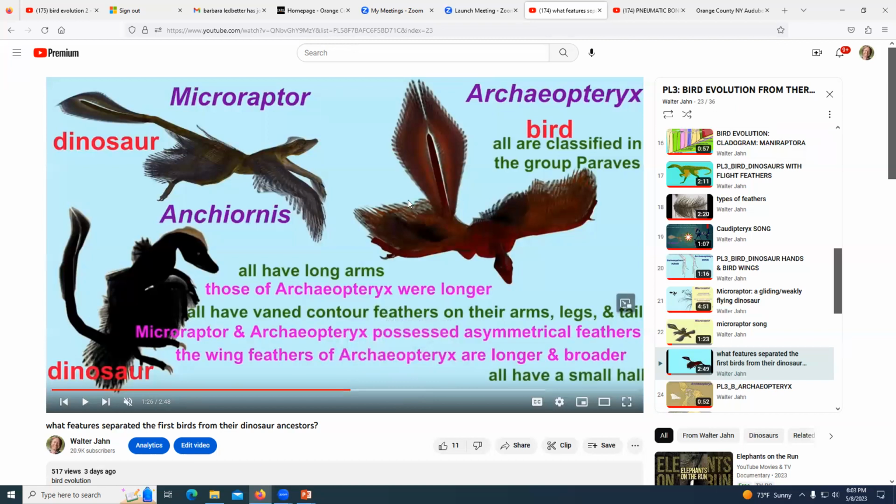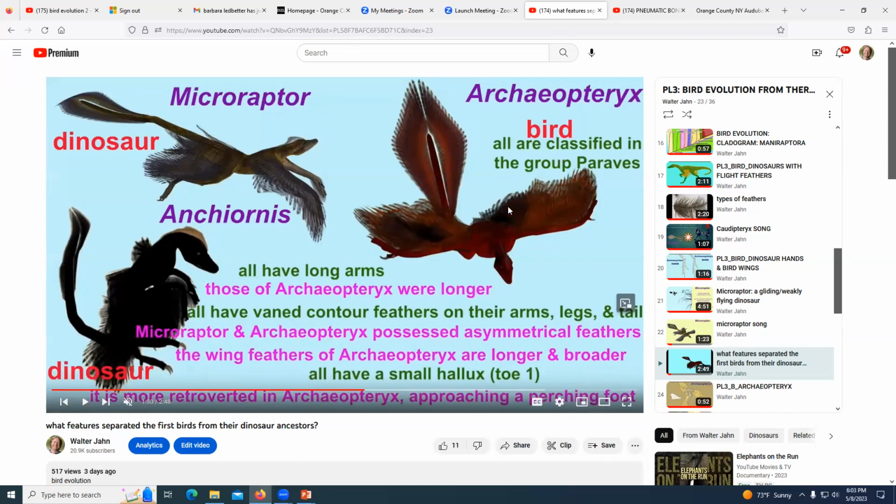Those of Archaeopteryx compared to Microraptor were a little broader. So notice these are nice wide feathers. The first birds had some of those. All of them had a small, big toe that was pointing backward to a degree. In Archaeopteryx, it was pointing back even more. So these are dinosaurs, and that's a bird.